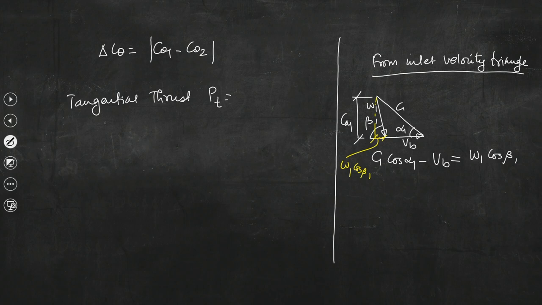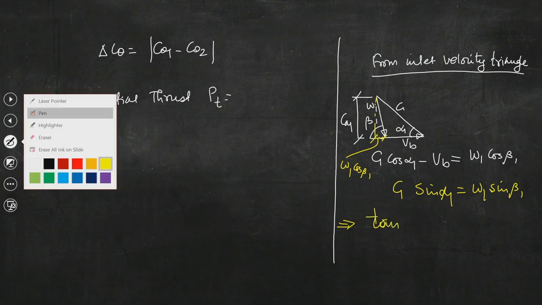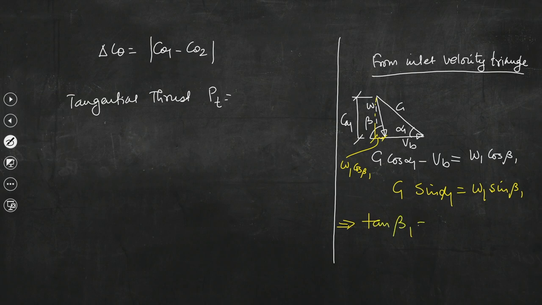We also can write C 1 sin alpha 1 equals W 1 sin beta 1. So, from this we can write that tan beta 1 equals C 1 sin alpha 1 divided by C 1 cos alpha 1 minus V B. It's very important.